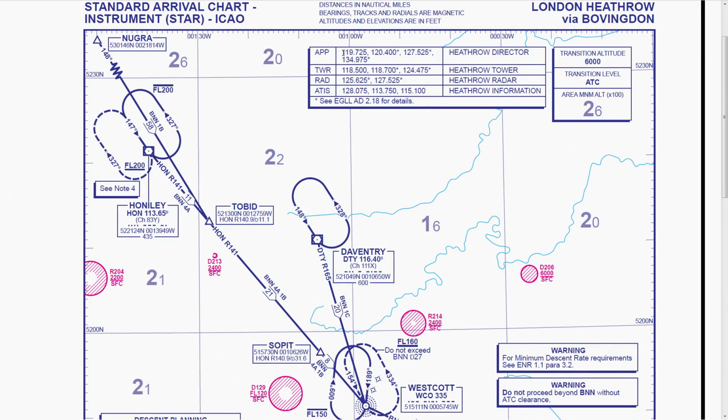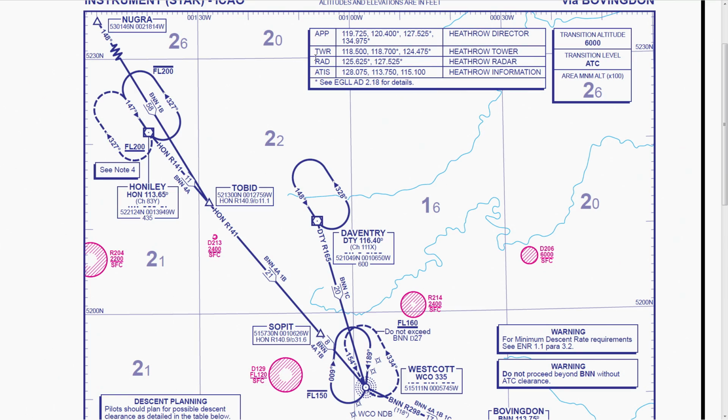So Heathrow Director 119.725. Tower 118.5, 124.475. Heathrow Radar is there, and the Heathrow ATIS 128.075 is the one that we use generally. And then we've got the transition altitude and the transition level by ATC.